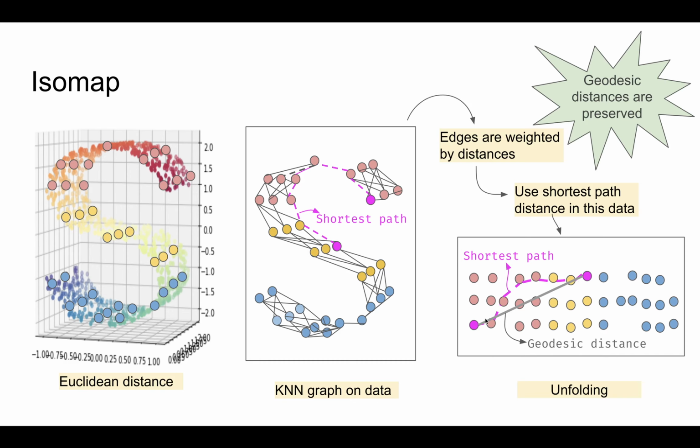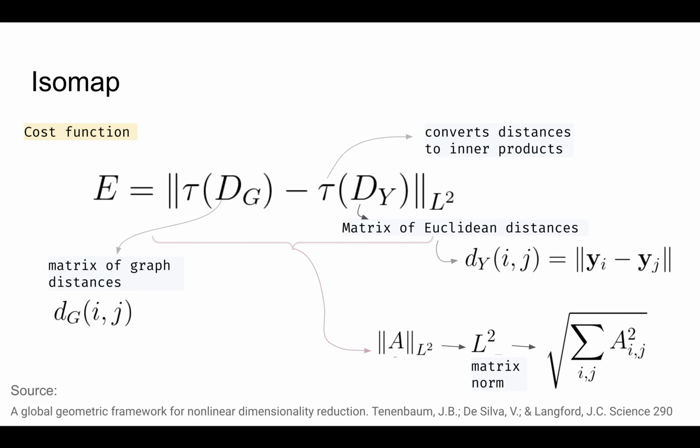So the idea then is that the shortest path, this calculated distance, would be as close as possible to the geodesic distance between these two data points. And so that's the basic idea behind Isomap. And this is the cost function for the Isomap. So here we have a distance matrix of graph distances, and we have a matrix of Euclidean distances. So we are trying to minimize the error between these two, and that's the cost function.